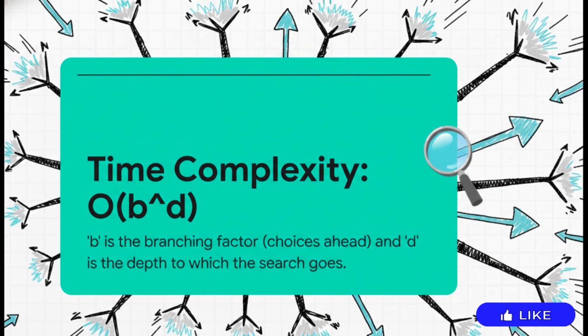And this is where we hit the big problem, the cost. In computer science, we call this time complexity. And for these standard searches, it's written as O(b^d). Now, b is just how many choices you have at each step, and d is how deep you have to search. But that little d up there is an exponent. That is the villain of our story.